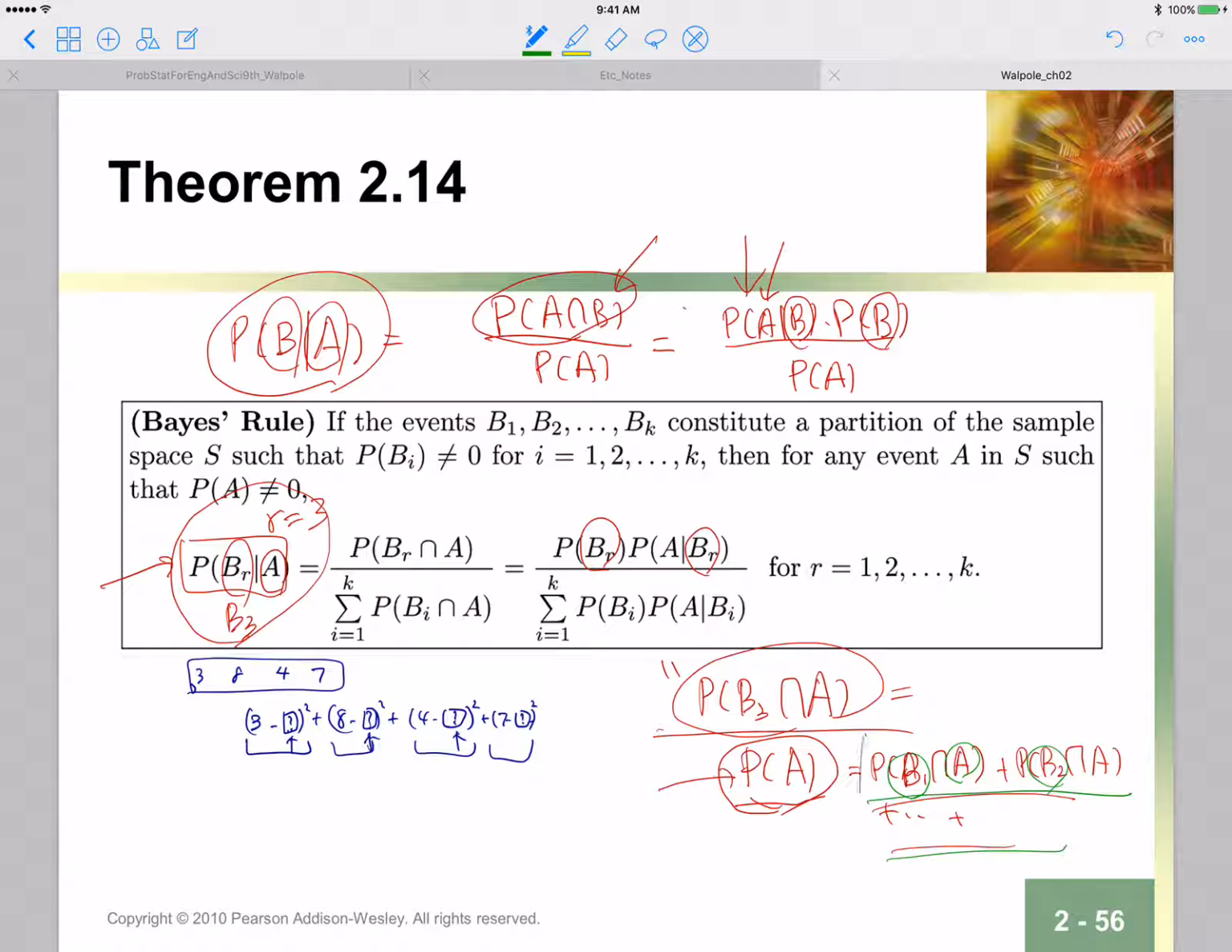Okay, and then each of these terms can be rewritten in this form: P of B1 times P of A given B1, right? So even though we consider this conditional probability with A first and B3 later, in this case we considered B first, and then we considered A in the next phase. So that is the Bayes rule.